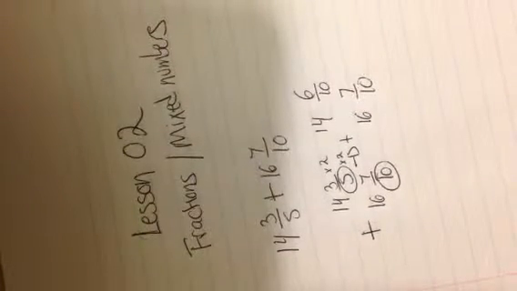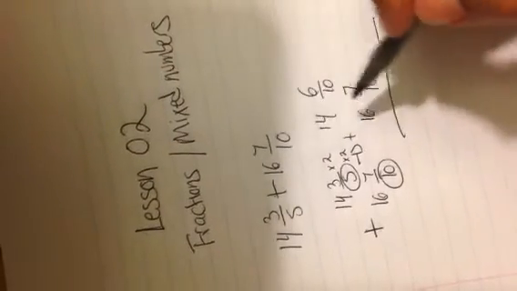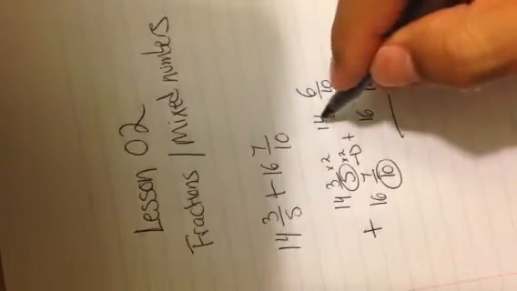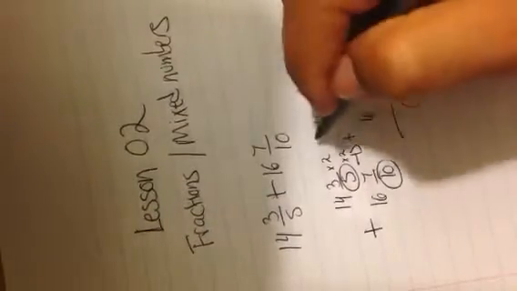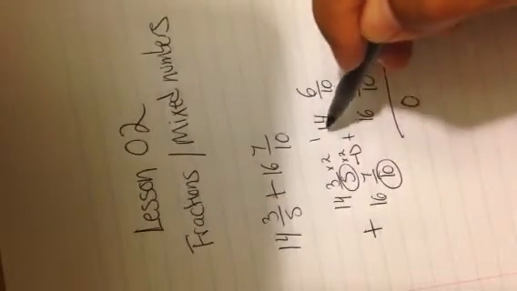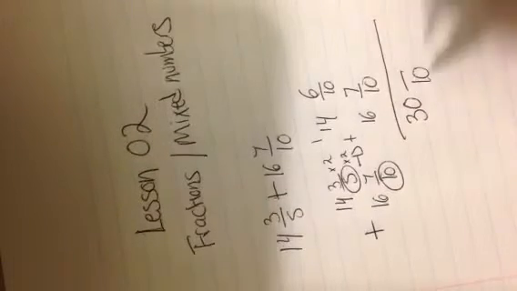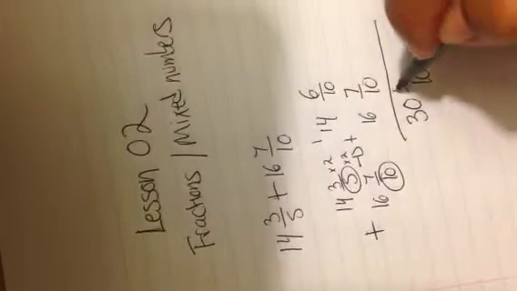Now, I can add this. This is not going to be a problem. When I add, let's add the whole numbers first. That's going to be 6 and 4, 10. Carry 1. 1 plus 1 plus 1. That's 30. So that was easy. And now I can add the fractions. 10 is going to stay the same as the denominator, and I'm going to add 6 plus 7, which gives me 13.